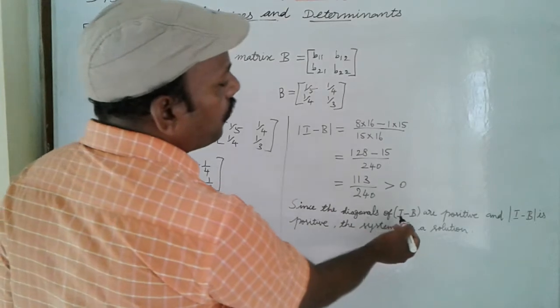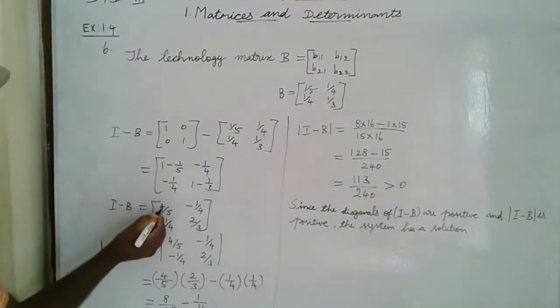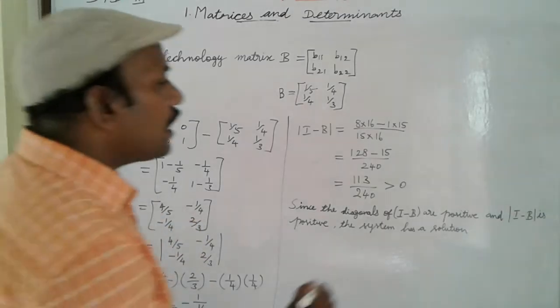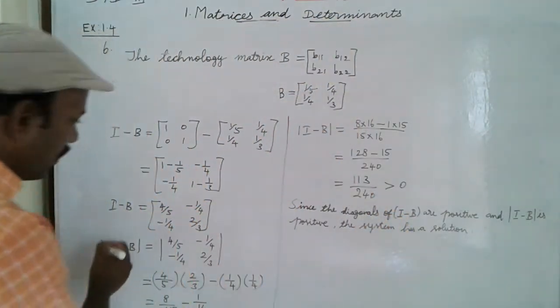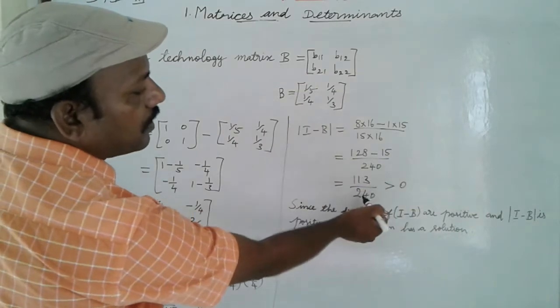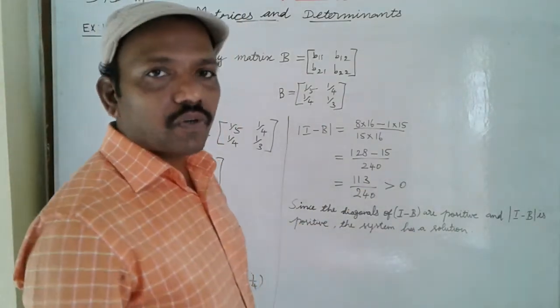Since the diagonal elements of the I minus B matrix, 4 by 5 and 2 by 3, are positive, and the determinant of I minus B is positive, 113 divided by 240 is positive. Therefore, the system has a solution.